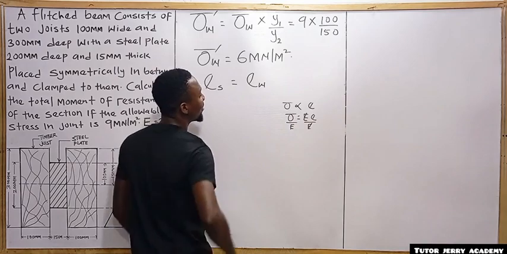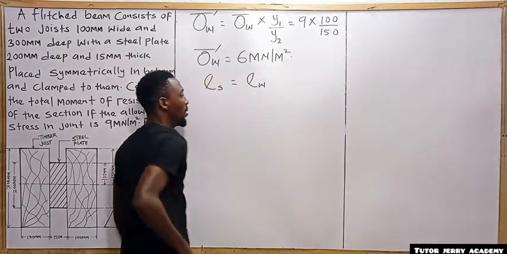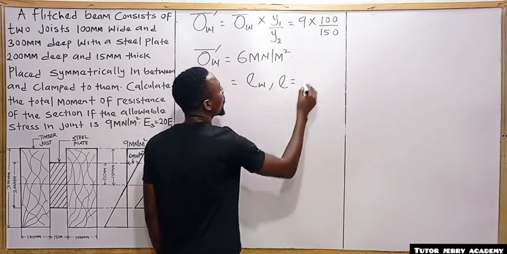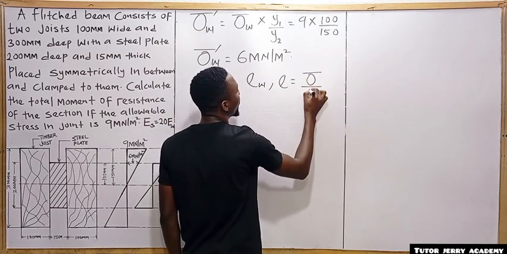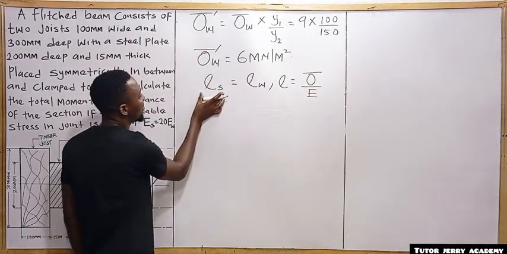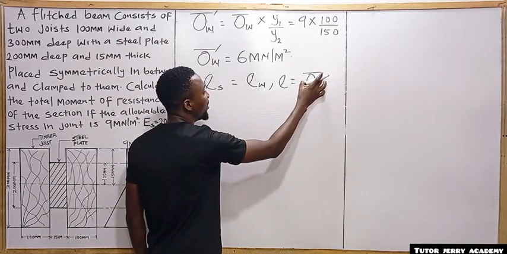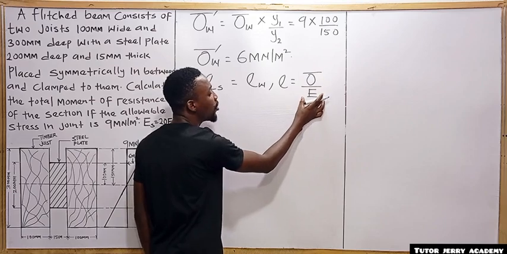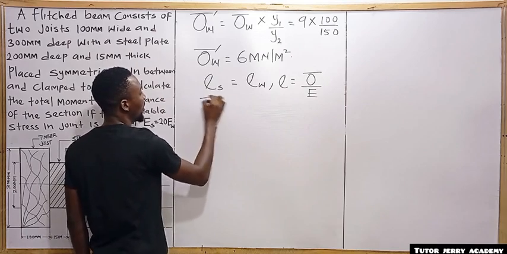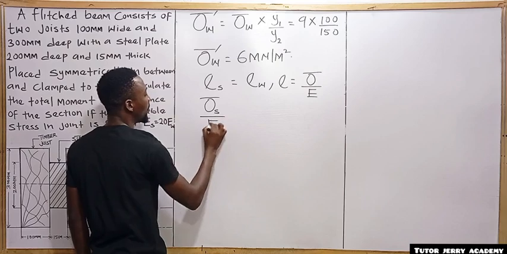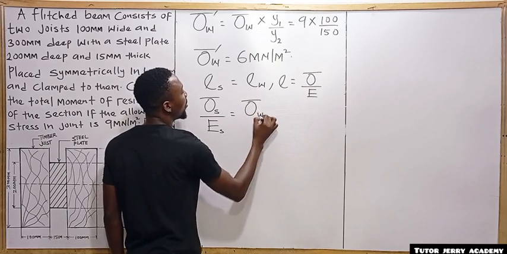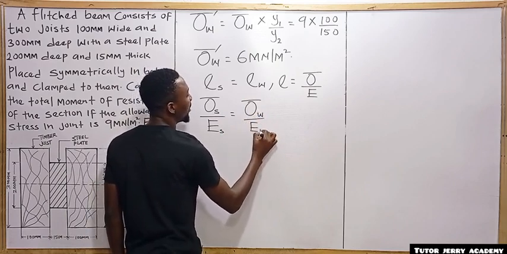So now our strain is equal to stress over modulus of elasticity. So if we say the strain in steel, it is going to be the stress in steel over the modulus of elasticity in steel. This will be equal to the stress in the wood over the modulus of elasticity in the wood.